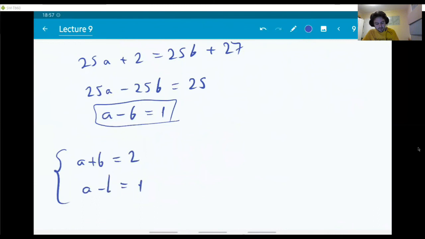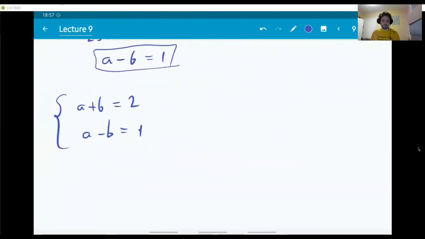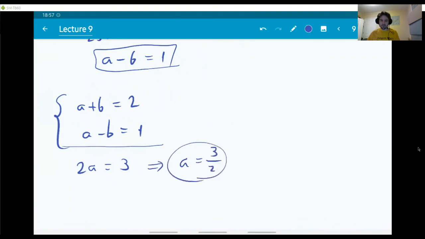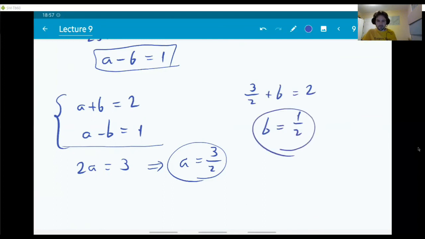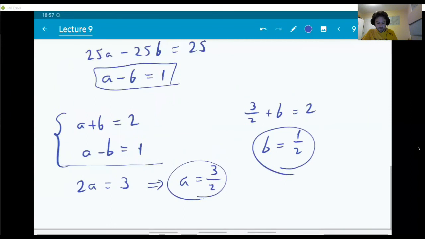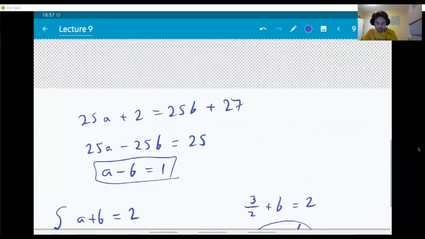Think of this however you like to solve linear systems. Probably the easiest solution here is to add the two. You're going to get a equals 3 halves. And just substitute this into one of the equations, like the first one: 3 halves plus b equals 2, b equals 1 half. Those are the values of the parameters that make this function continuous everywhere, continuous at both points where it looked like it was going to be discontinuous.